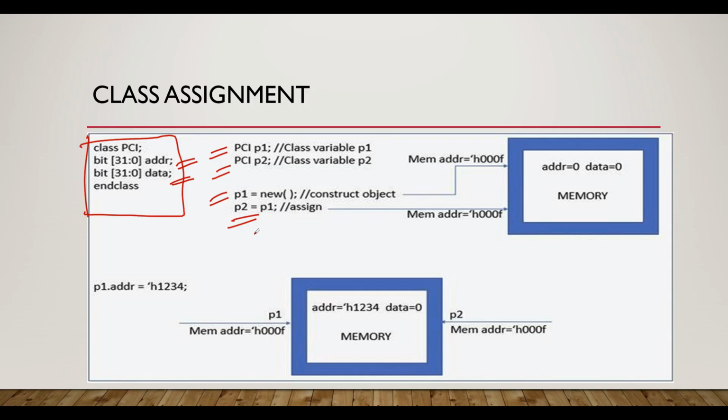So here in the class assignment, both P2 and P1 are pointing to the same memory. So you can say that here you have created only one object. Okay, so see here, your P2 as well as P1 are pointing to the same memory. So whenever you make any changes in either of these handles, it will get reflected in both handles, because they are pointing to the same memory. Let's perform this in EDA so you will get a better understanding.